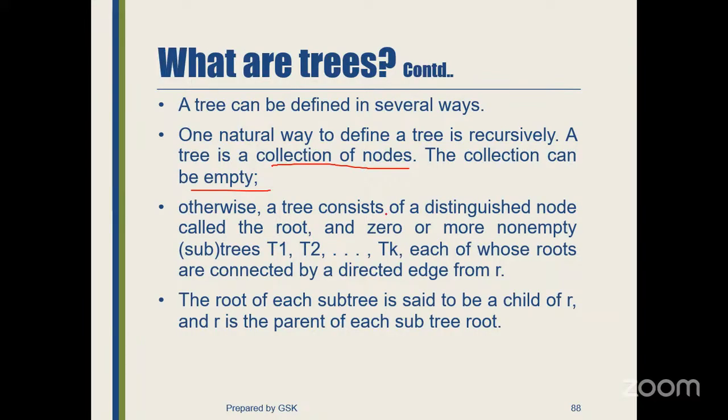Otherwise, a tree consists of a distinguished node called the root node. In the tree, we have a root node. A root node is nothing but the starting node with which you start the tree. That is called the root node. As per our example, grandfather is the starting node. That is the root node. I will show you that structure later on.